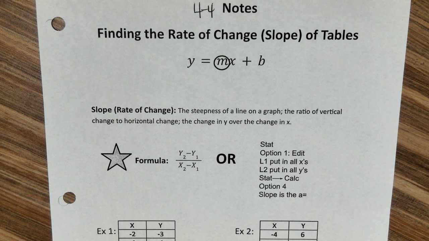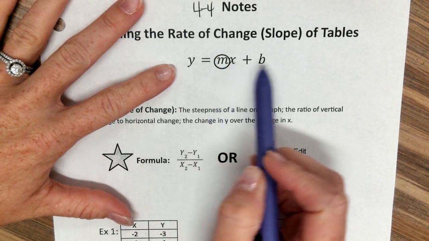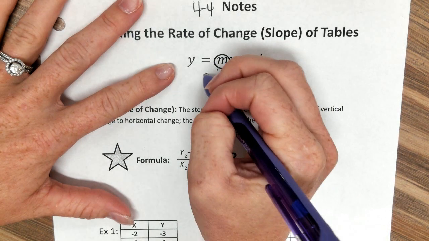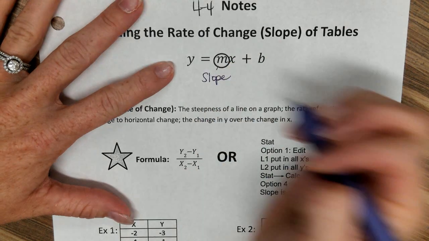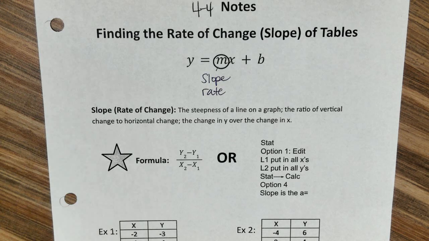What have we been learning about this week? Slope. In y equals mx plus b, which part is the slope? The m. What is it also known as? The rate. I have taught you 2 ways to find slope. Who remembers the first way we learned on Monday? So what is the first way I taught you to find slope?